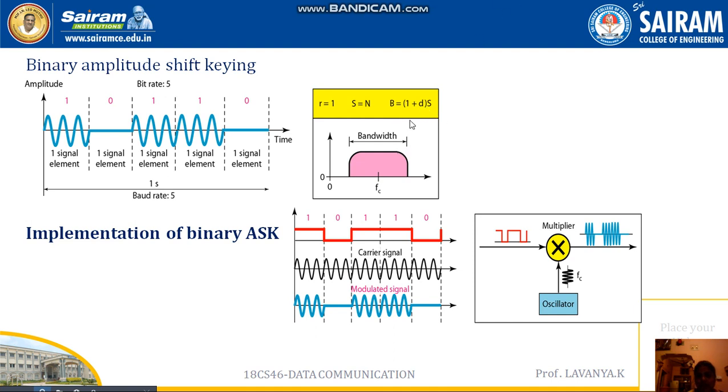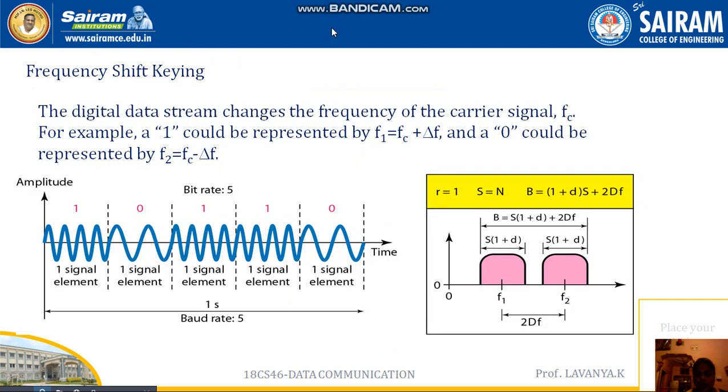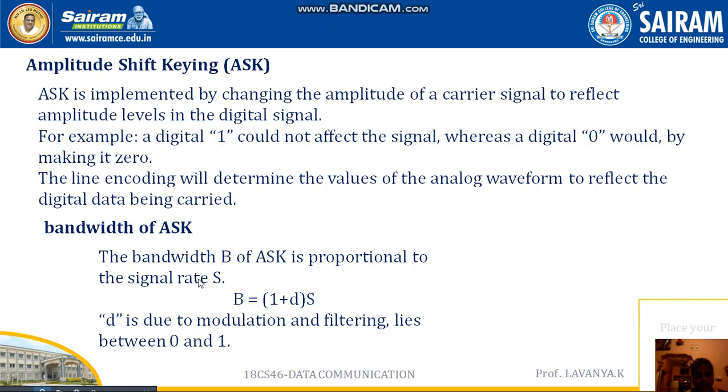So 1 plus d means only one second it is going to be executed. With many frequencies, the bandwidth is equal to one bandwidth plus d, the number of values, into s. S is nothing but the signal rate, and B stands for bandwidth. See, this is our bandwidth formula. The bandwidth of ASK is proportional to the signal rate as well. So this is what I have told now.